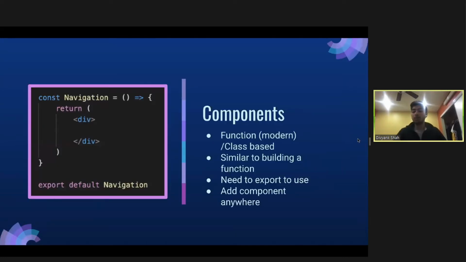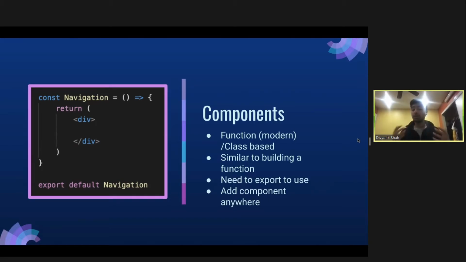So what is a component? A component can be one of two things. It can either be function-based or class-based. However, the more modern version of React is moving towards function-based components, and the reason is the new addition of arrow functions in JavaScript.